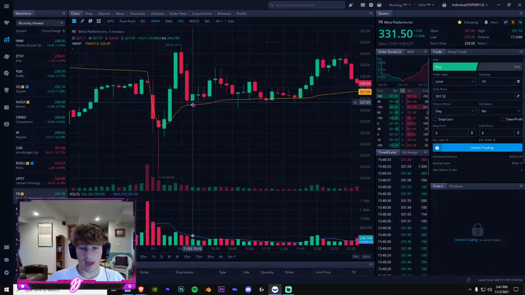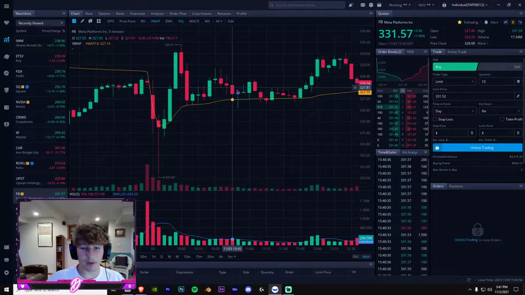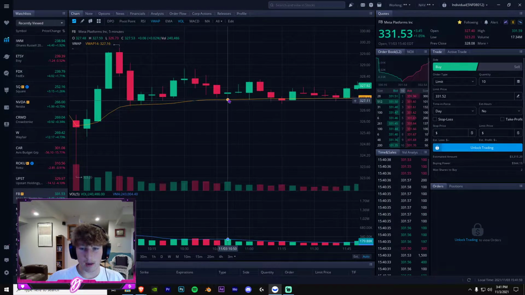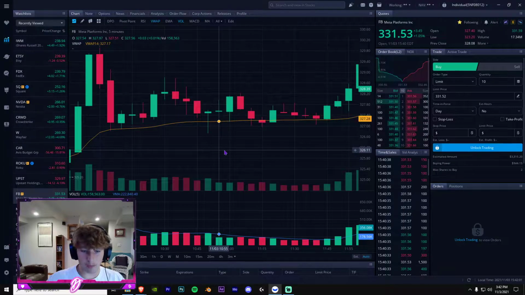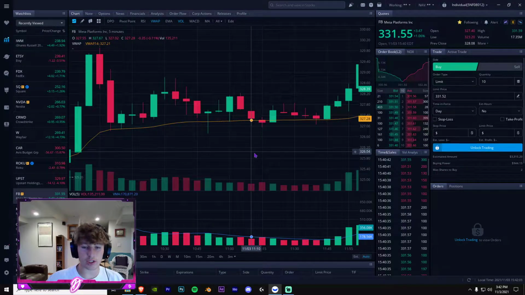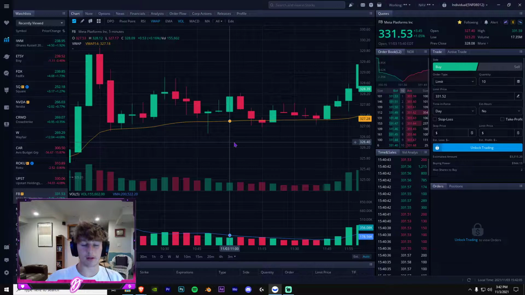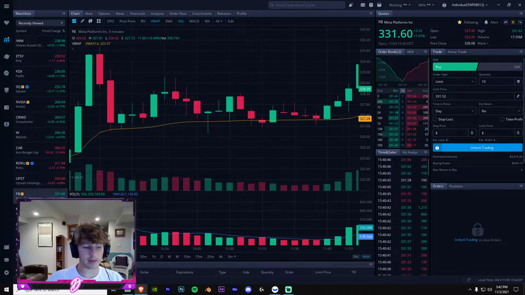Look at it, it bounces off VWAP perfectly, goes up again, bounces off again, doesn't close under VWAP, and usually I will be bearish if it closes under in the 5-minute. But like I said, wait for confirmation because it could just be to stop people out.